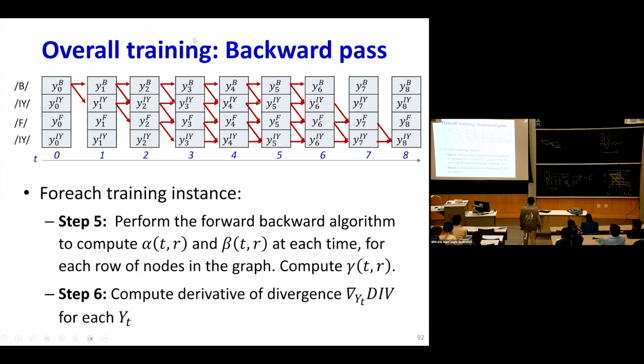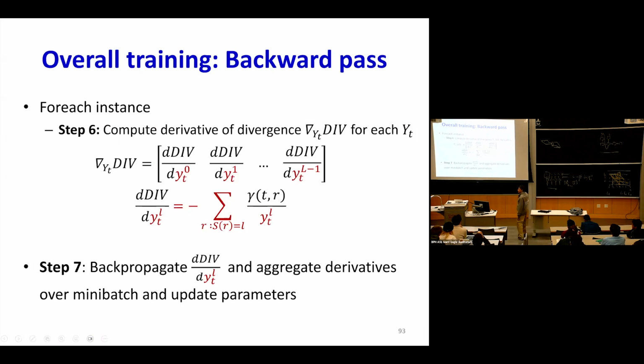And then I'm going to compute my divergence derivative for the output of the network at each time, where the entries are simply going to be zeros for all the symbols that didn't occur in my label sequence. And for the symbols that did occur in my label sequence, it's going to be the negative of the sum of the gammas for the rows in which that symbol occurred, divided by the probability assigned to that symbol, right? And having done that, now I can just backpropagate this to train my network. So questions?